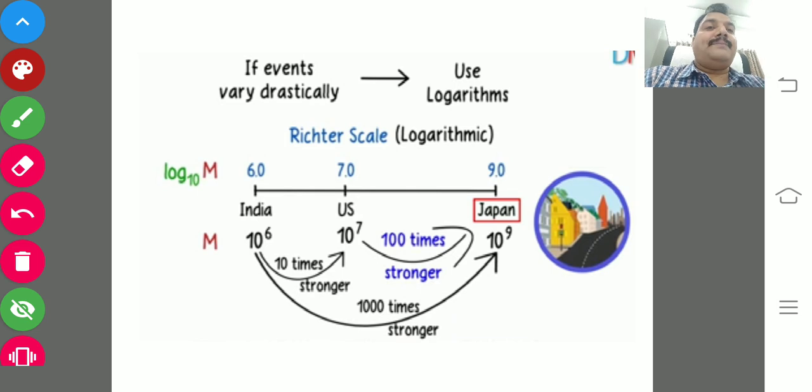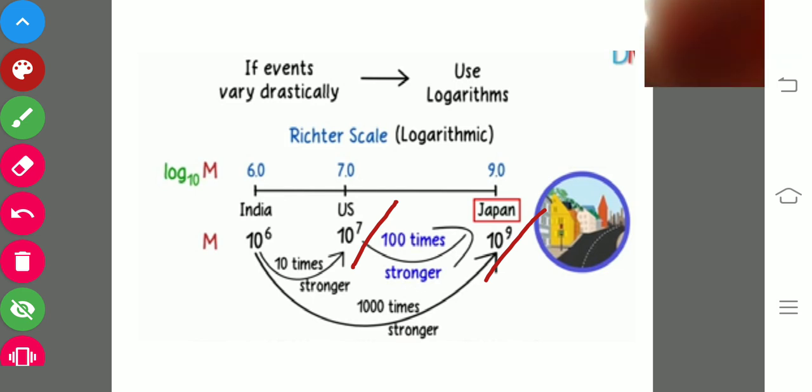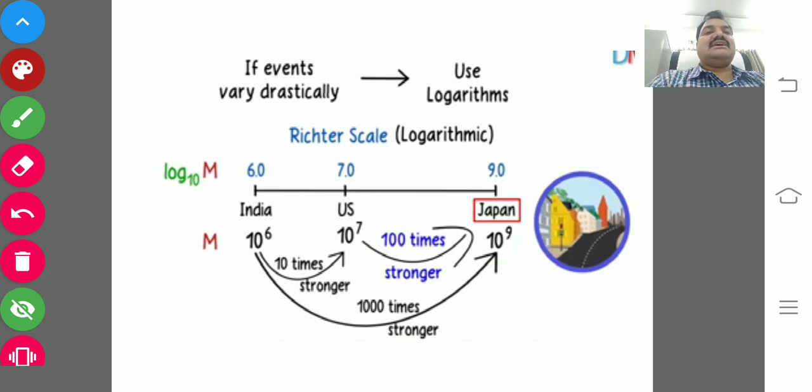And if you compare the intensity from US to Japan, it is 100 times stronger, because this is 7 and 9, the difference is only 2. But after applying logarithm, it's 10 power 7 and 10 power 9, which is 100 times stronger. So we can use the logarithm to find out these types of earthquake intensities on the Richter scale. This is the real life application I would like to share with you. I hope you could understand the real life application.